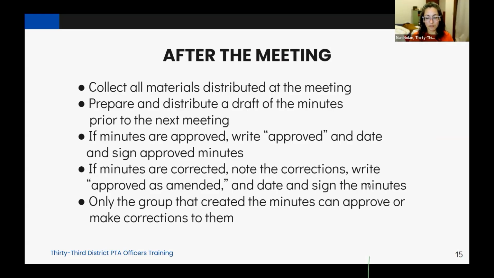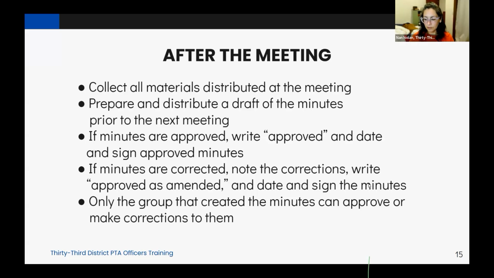You're going to prepare and distribute a draft of the minutes prior to the next meeting. If your minutes are approved, you're going to write approved and the date and sign the approved minutes. If they're corrected, you note the correction in red ink. You circle the correction and you write the correct information in the margin in red ink. If you're doing it electronically, you would strike through the incorrect part with red, and you can't do it in the margin, so you would do it at the end of the sentence. You would insert in red writing what the correct information was.